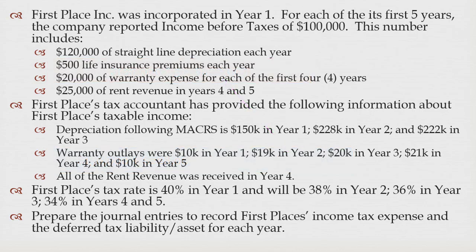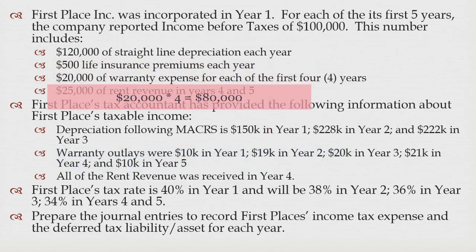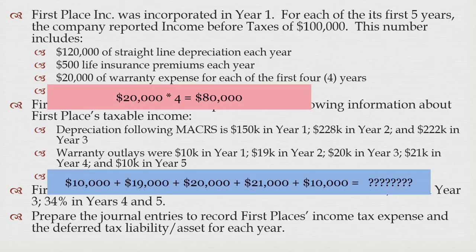If you do the same thing with the warranty outlays, it was $20,000 a year for 4 years. That's $80,000. If you add the 10 plus the 19 plus the 20 plus the 21 plus the 10, you also get $80,000. So again, that's a temporary difference as well, because the amounts match up. It's just the timing that's different.